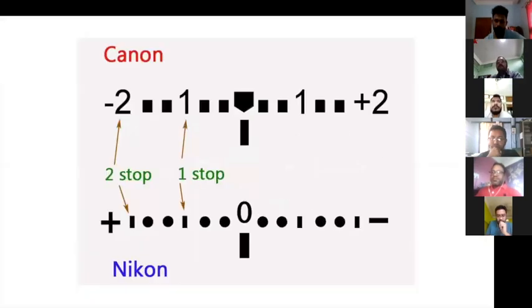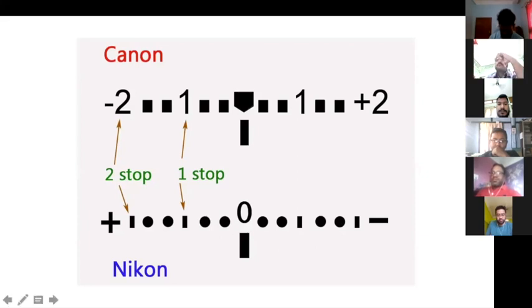In the case of Nikon or Canon, the orientation of the plus or minus may be different. Normally in Nikon, the plus is towards the left and minus is towards the right. In Canon, the plus is towards the right and minus is towards the left when you look through the viewfinder. Accordingly, you can compensate one stop, two stops, or even a fraction of a stop. Normally the smallest fraction would be 1/3 of a stop, so 0.3, 0.6, 1, something like that. So this is a very useful feature.